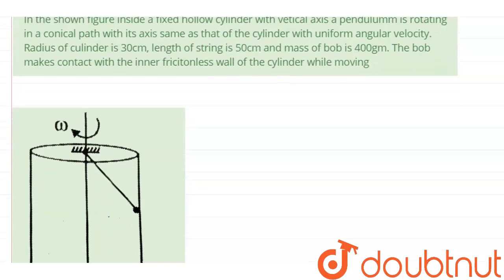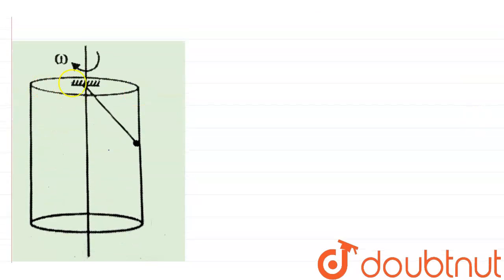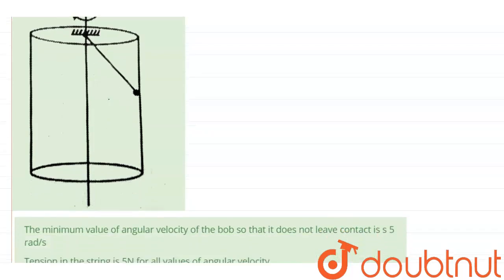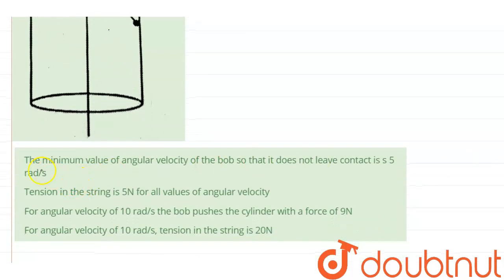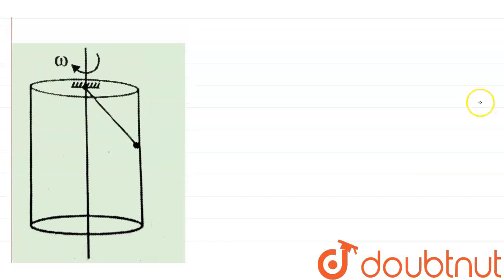So what they have done is they have given us a cylinder, and along its vertical axis there is a conical pendulum attached, and the inner walls of the cylinder are frictionless. Now, the first option says that the minimum value of angular velocity of the bob so that it does not leave contact is 5 radian per second.